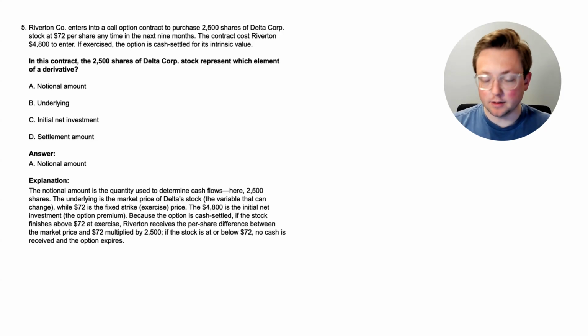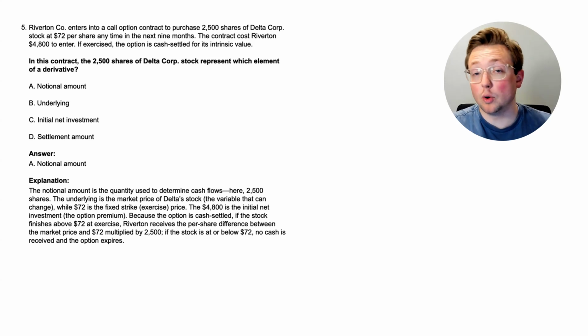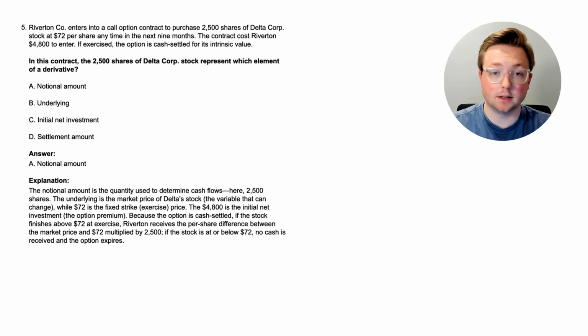Because again, if you think about this, they have a call option to be able to buy the shares at $72 within the next 9 months. But if the shares go above $72, then they're going to buy at $72 because it's cheaper for them. But if the shares go below $72, then that means they don't want to use the option because it would be cheaper to buy them at like $68 or something like that.